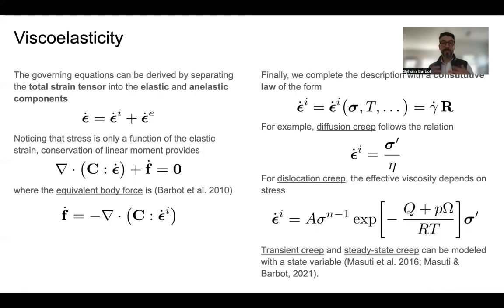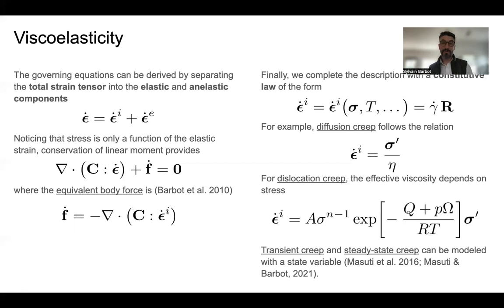So to find the governing equation of viscoelasticity, it is useful to separate the total strain tensor into its elastic and unelastic components. So we care about the total deformation, so the total strain, and the governing equation for the total strain resembles the one of elasticity, except that it has additional body forces that are a function of the plastic strain rate.